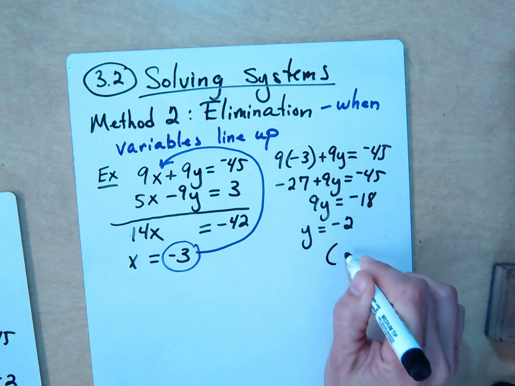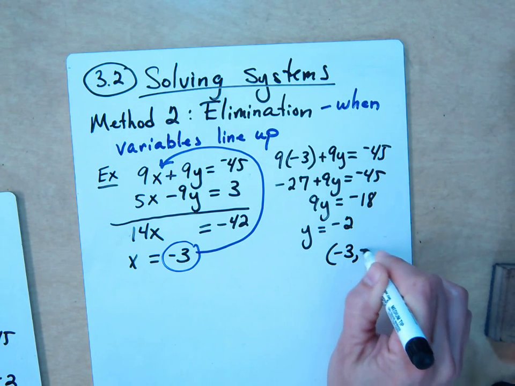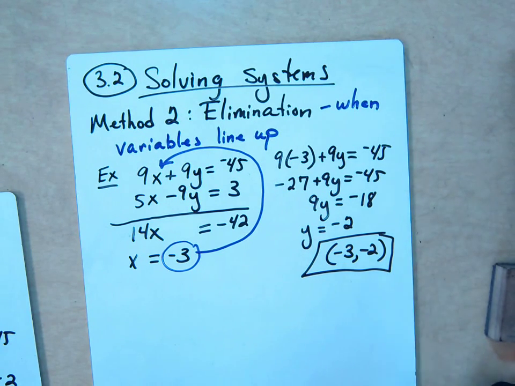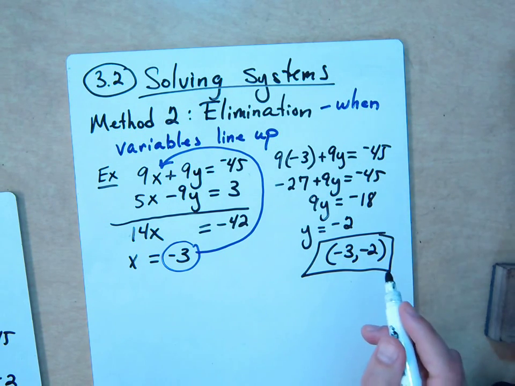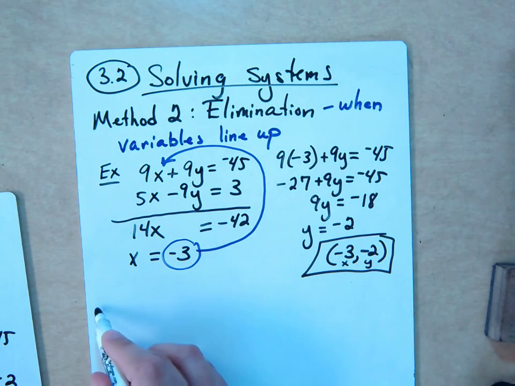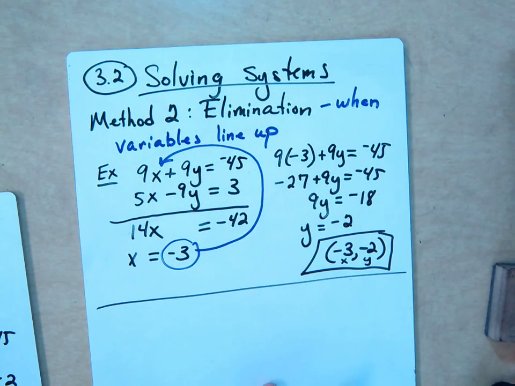So your answer for this is the point negative 3, negative 2. And the answer is always an ordered pair because it's the point of intersection. This is the x coordinate, that's the y coordinate, and that's where they would cross each other.